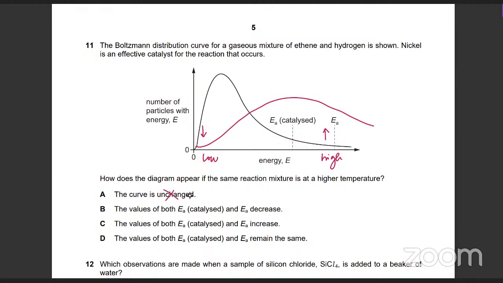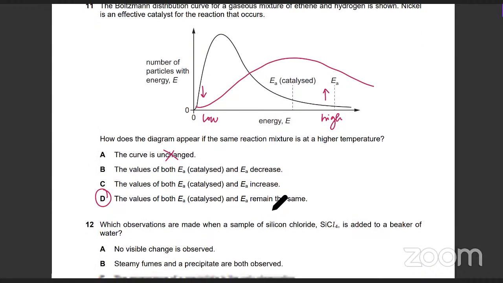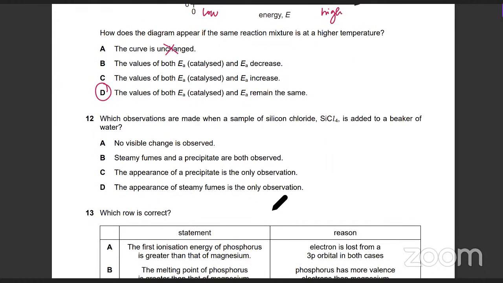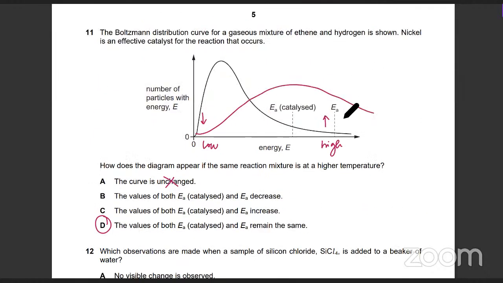So the first one is wrong, since the curve does change. The values of both Ea remain the same, so it's D, right? Nothing happens to the activation energy. The only thing that changes activation energy is your catalyst, and they've already added the catalyst, so you can't do anything. Are you clear enough? There was no mention of the curve in this question.